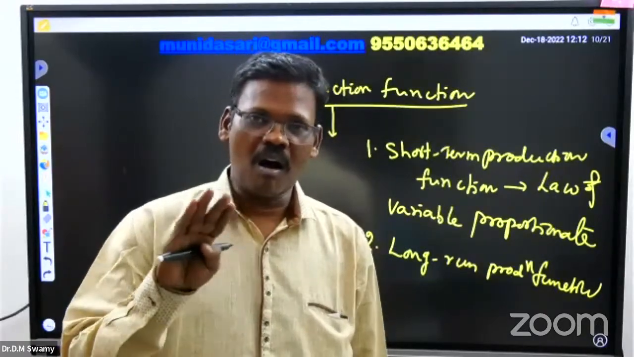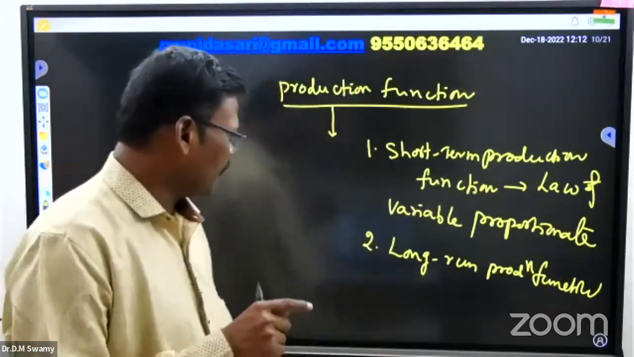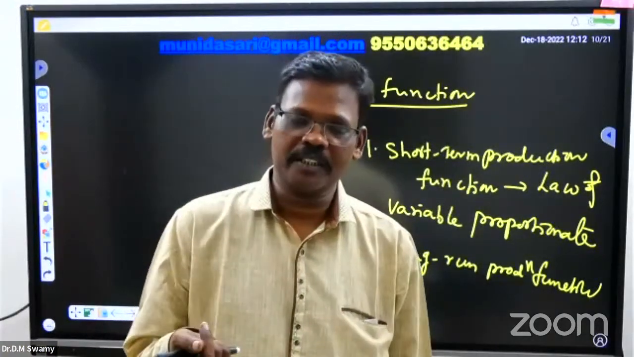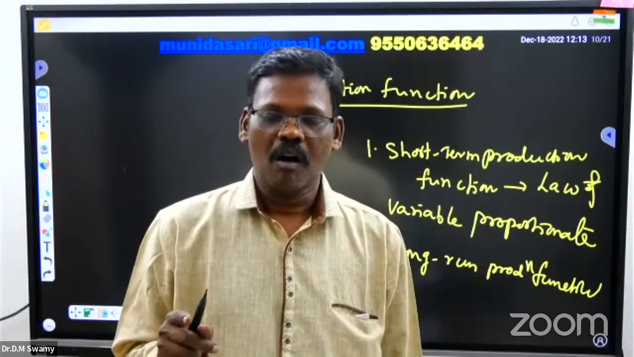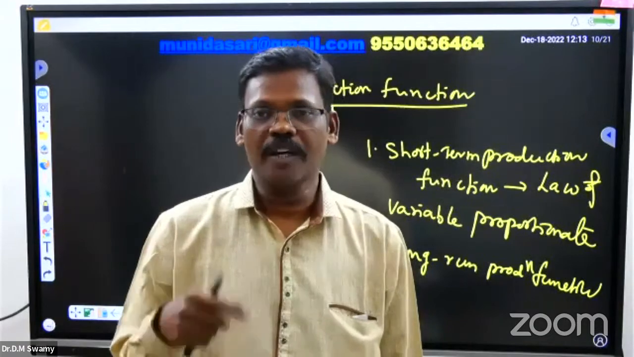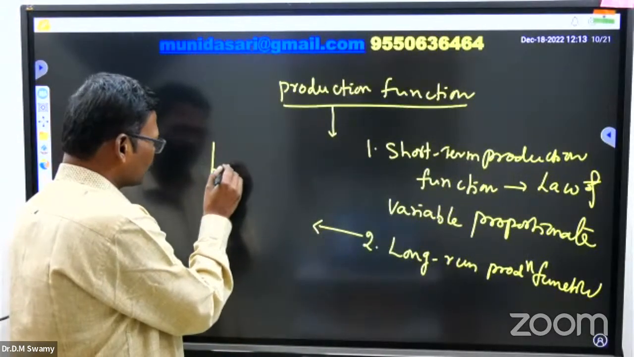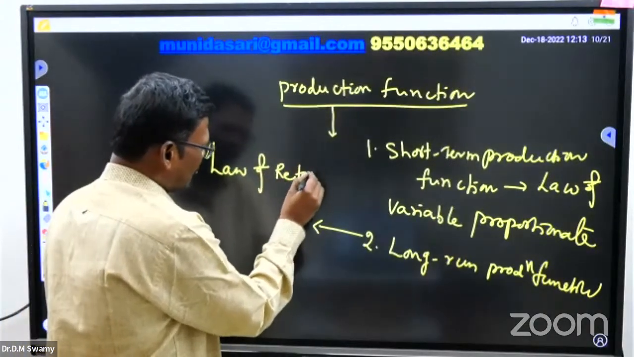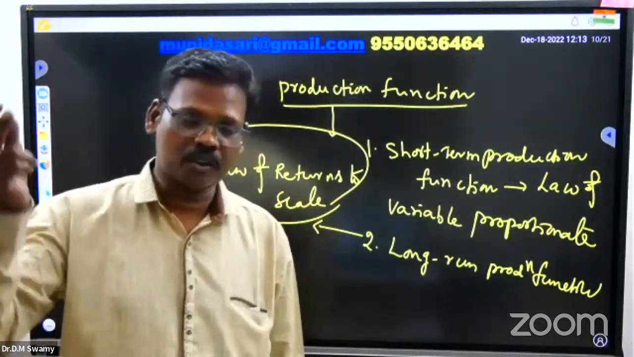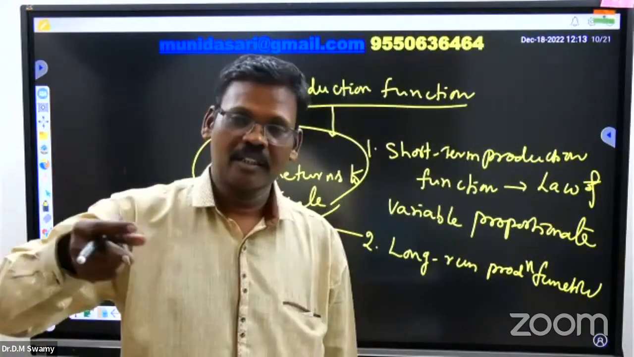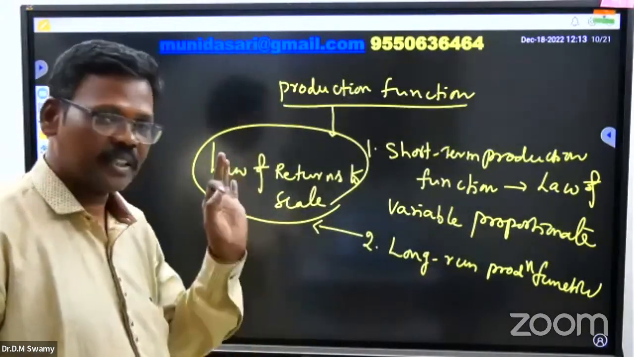In the short term, all factors of production may not change. Some factors of production are changing by keeping others constant. But the long-term production function explains that all factors of production change. All factors of production are variable factors of production. So this long-term production function is explained through the law of returns to scale. The law of variable proportions belongs to the short-term production function, whereas the law of returns to scale, which we are going to discuss today, belongs to the long-term or long-run production function.